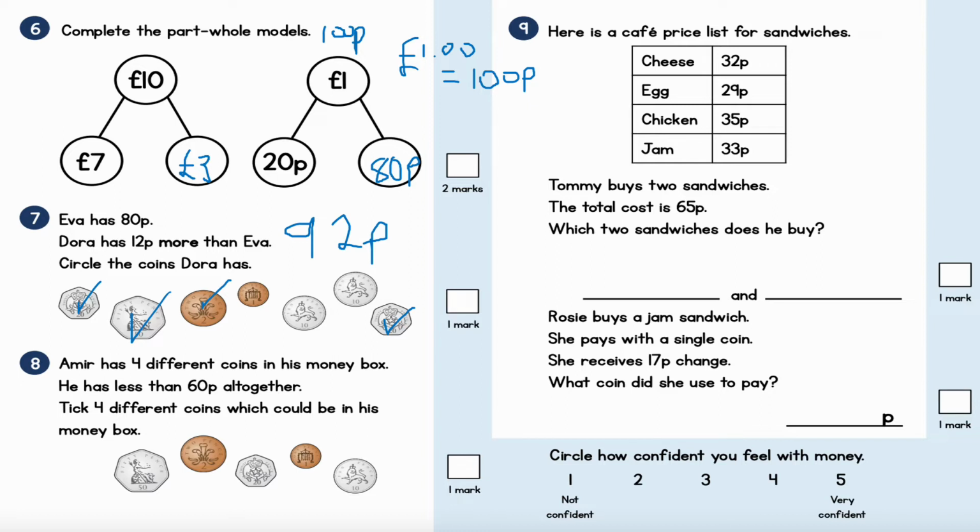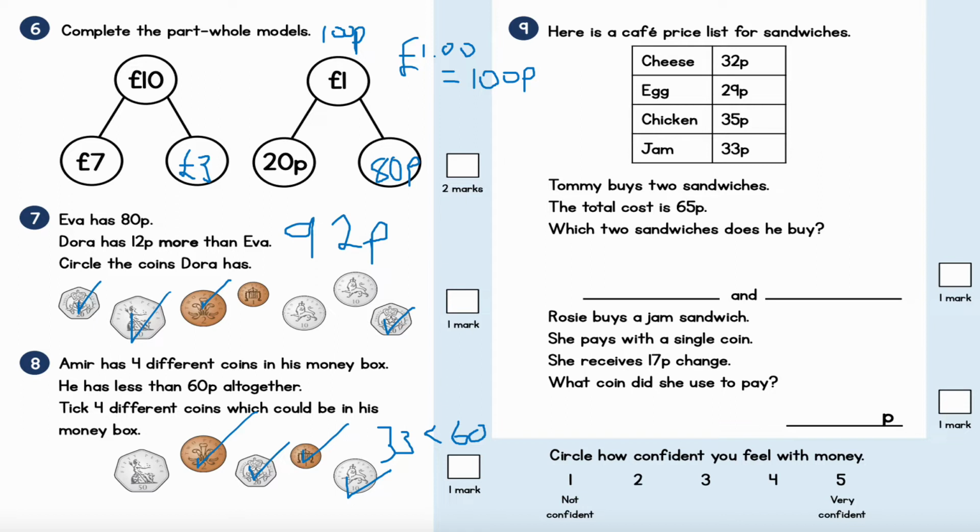This is question number 8. Amir has 4 different coins in his money box. He has less than 60 pence altogether. Take the 4 different coins which could be in his money box. So he has a total of less than 60p. Okay. So 20, 30, 31, 33. 33 is less than 36. Therefore, he is correct.